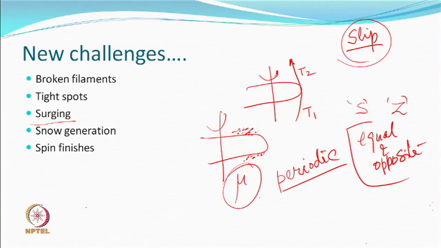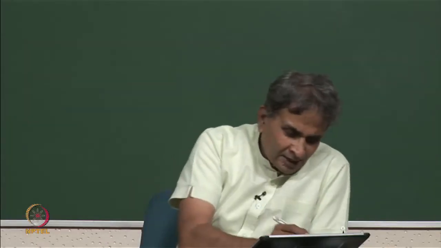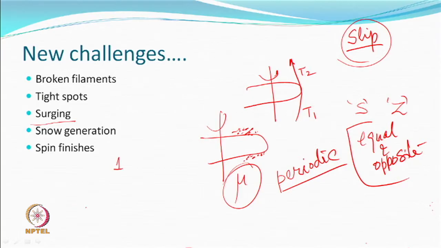This also became very important, the spin finish itself. What is the role of a spin finish? All right, so let us say one role of the spin finish is lubrication. Okay. Other function normally is antistatic.